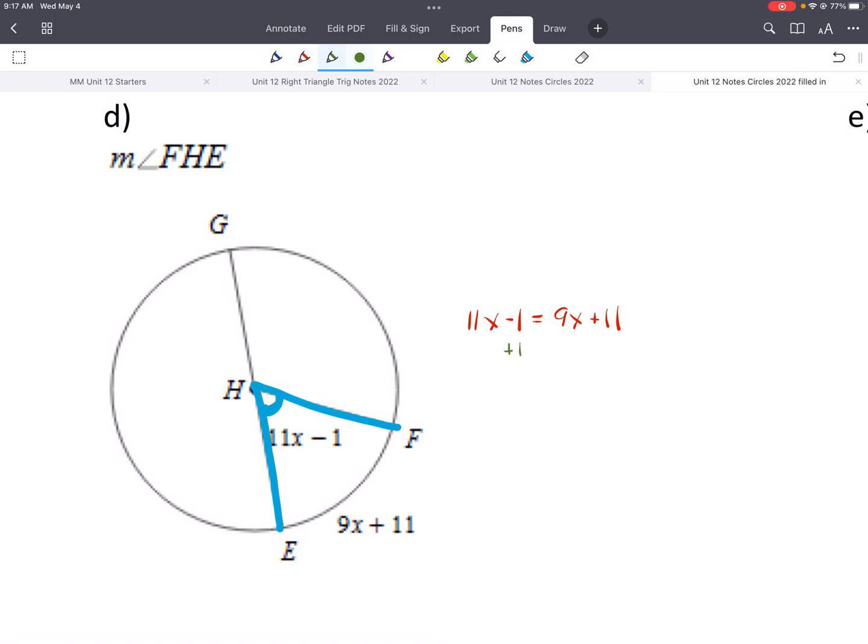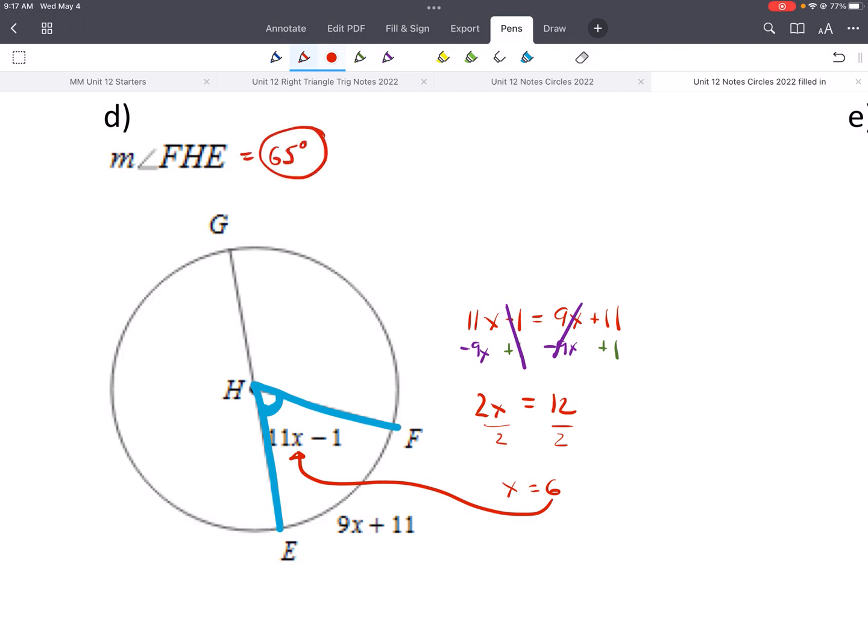So we could add 1 to both sides. I would probably subtract 9x from both sides, because we're going to get x by itself. And we'd get 2x equals 12. And then we'll divide both sides by 2 to get x equals 6. So we're not done because we have to find the angle, but we'll plug that in. We'd get 11 times 6, so that's 66, minus 1, so that would be 65 degrees. Okay.